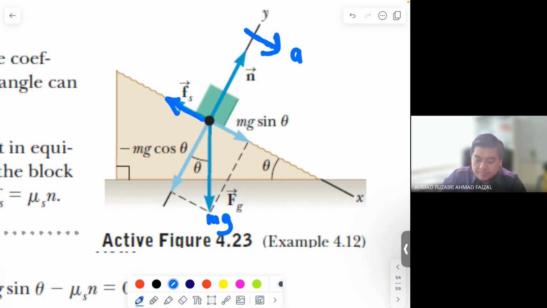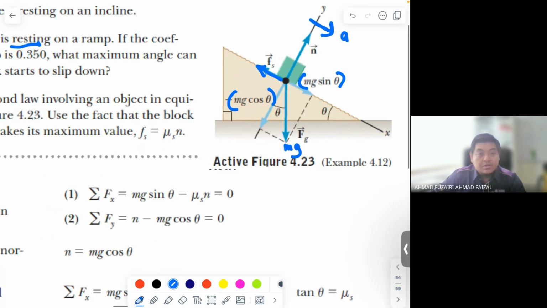So as usual, we need to find the mg sine theta and mg cos theta. You don't have to put the negative here, as stated. Just make sure you understand the mg cos theta should be minus because it's pointing downwards. There you can see the mg sine theta, mg cos theta, and of course the normal force. At first, you need to establish the equation: summation of Fx equals ma, but the box is not moving, therefore this becomes 0.